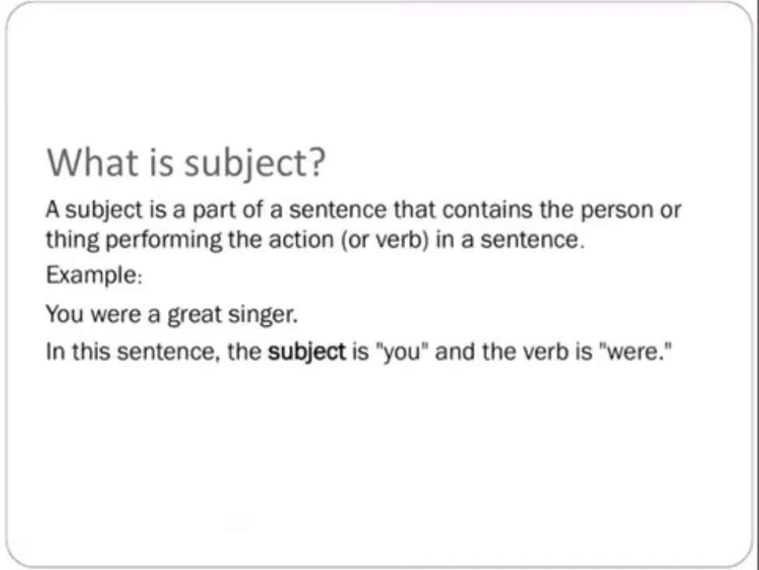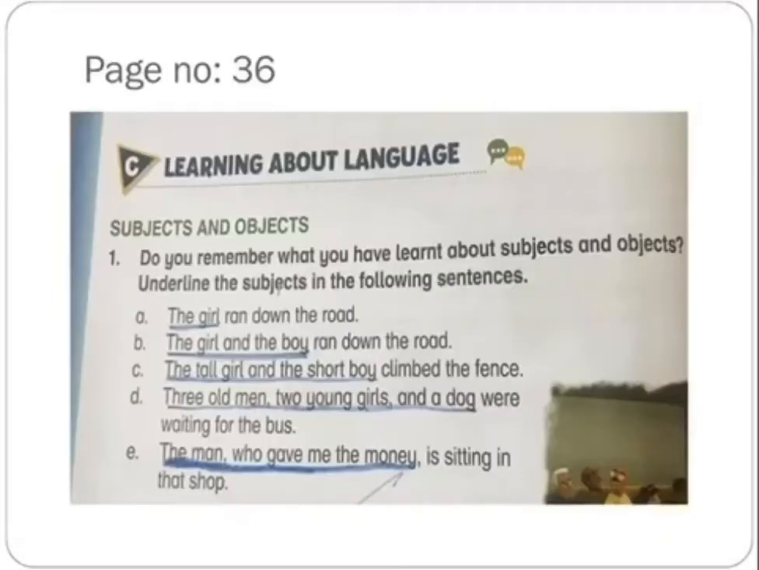Now, let's do the work of page 36, exercise number C, learning about language of your textbook, subjects and the object. Number 1 question is, do you remember what you have learned about subjects and objects? So let me remind you again that subject is someone who performs the action. It can be a thing, animal, or a person. Underline the subjects in the following sentences.